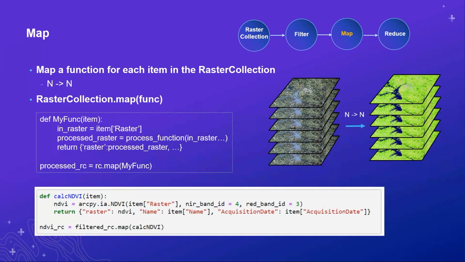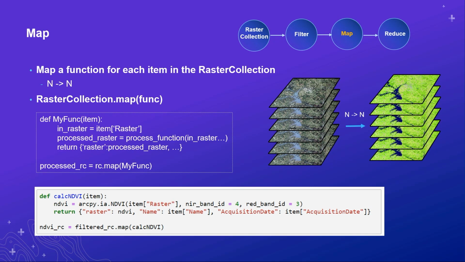So after the filter, I got the items, the Raster Collection that has the items that I need to use for analysis. So this step we call the map. This is the core step in the whole processing, where you apply your analysis algorithm.